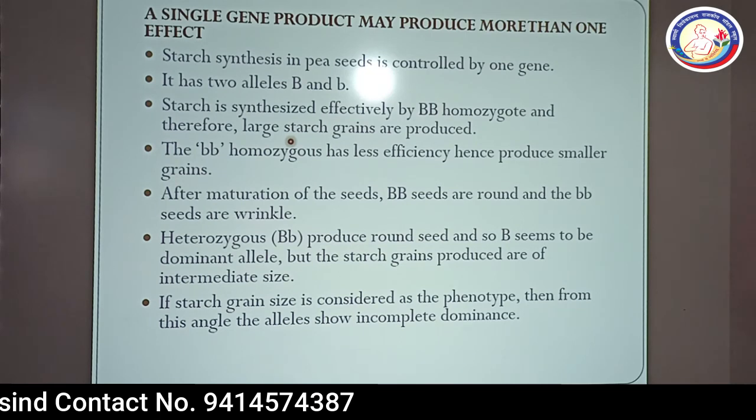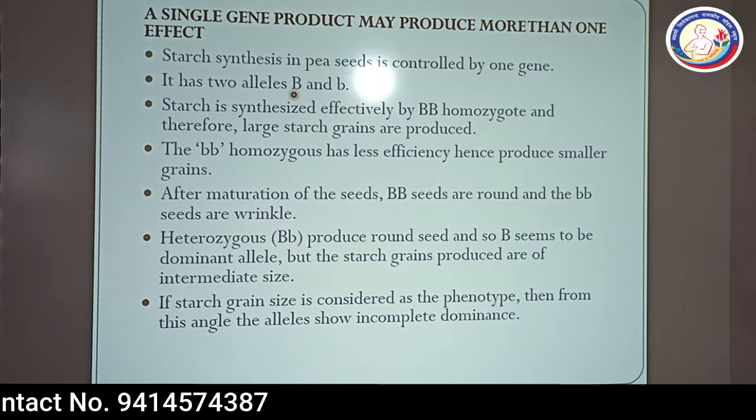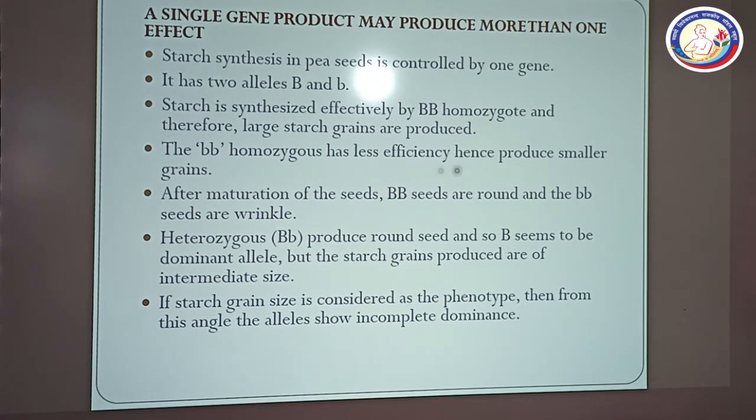So if both the alleles are dominant capital B, then the size of the starch grain will be large. And the small b homozygous condition has less efficiency and produces smaller grains. And after maturation of the seeds, capital B seeds are round in nature, or you can say round in phenotype, and bb is wrinkled. So heterozygous Bb produces round seed, and so B seems to be the dominant allele, but the starch grains produced are of intermediate size. It is showing codominance.